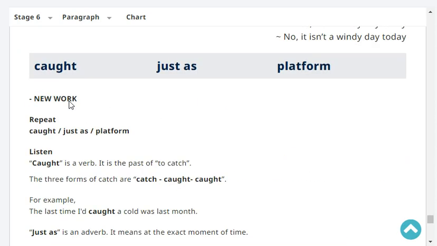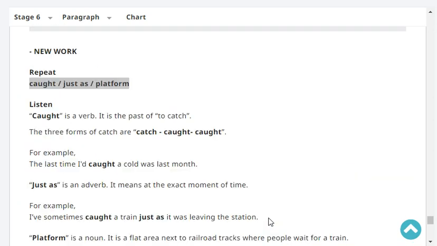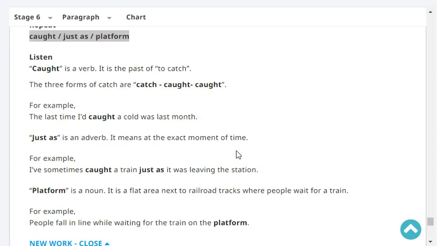Next, repeat caught. Caught. Just as. Platform. Very good. Okay, listen. The word caught is a verb. It is the past tense of catch. The three forms of catch are catch, caught, caught. For example, the last time I caught a cold was last month.